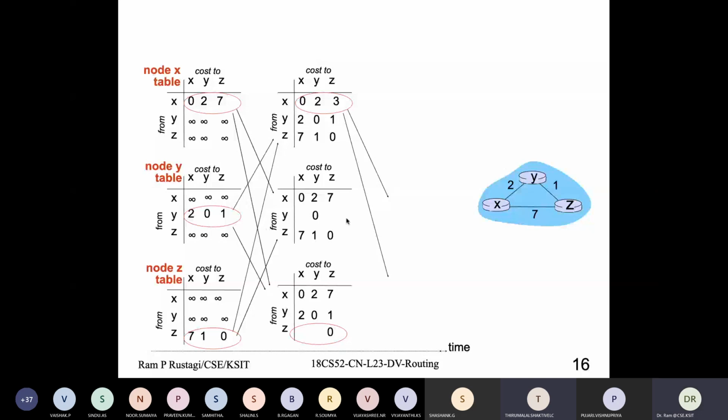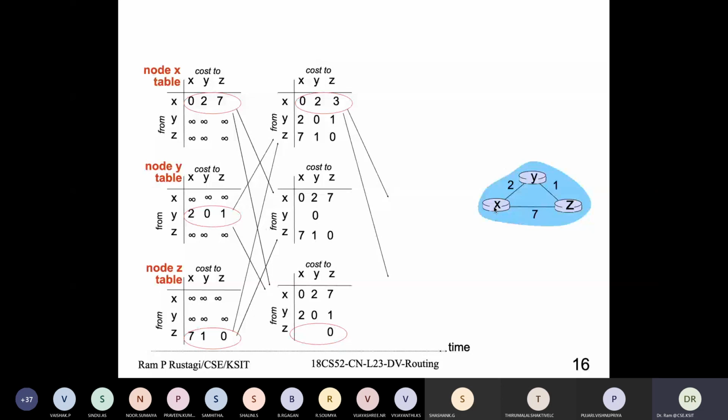Oh, okay. So can somebody tell me the values of y now? After these values, what would the value of y become? I want to compute the estimate of y to x. What are the neighbors of y? Neighbors of y are x and z. So the cost of y to x is 2. And what does x say about itself? 0.